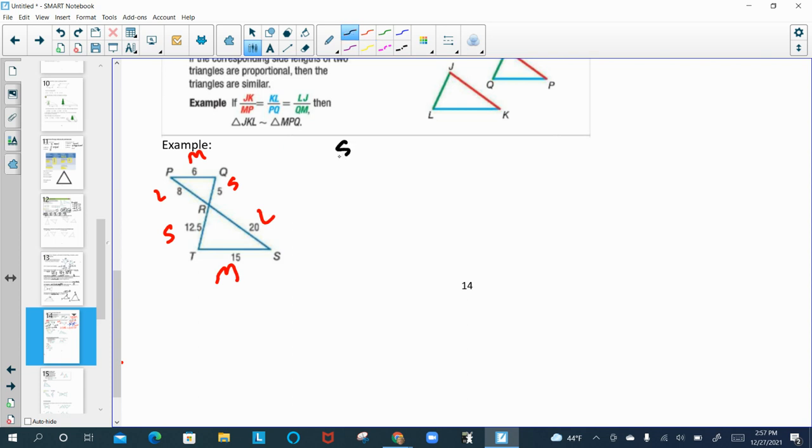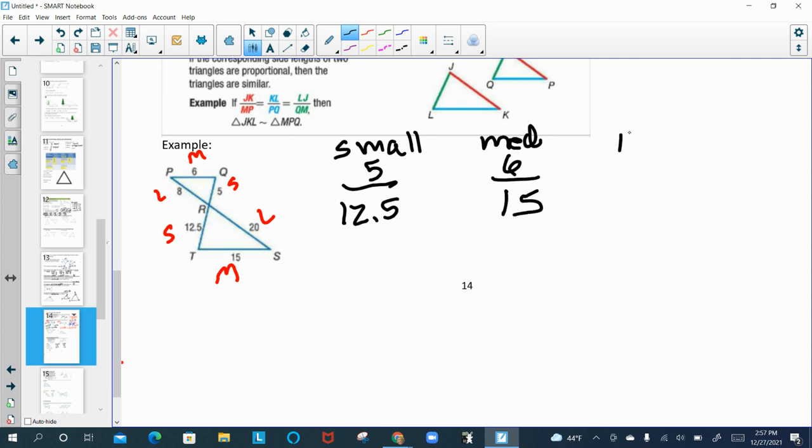And then the next thing we did was we put the small sides together. So I'm going to take the small side on the top triangle, the small side on the bottom triangle. Then we put the medium sides together. The 6 is on top. The 15 is down below. Take the large sides, 8 and 20.